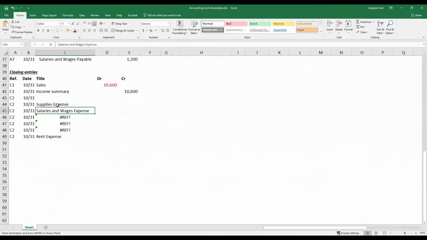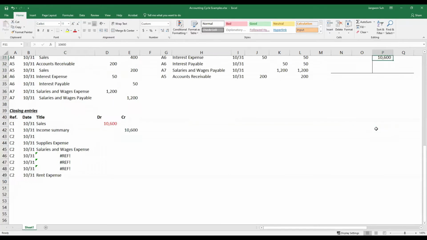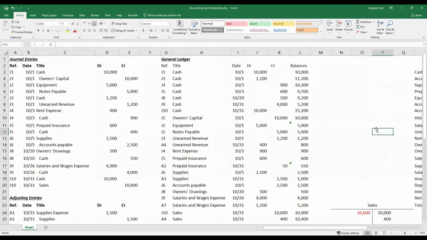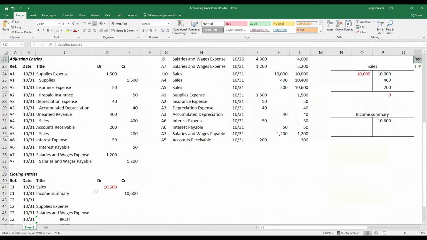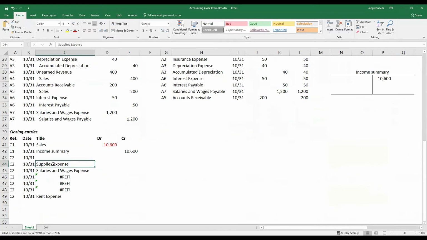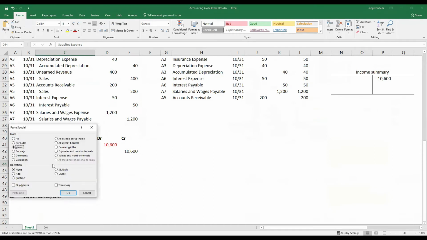I am copying and pasting the values. Again, what is the shortcut key? Right hand side button and SS. Again, make a copy. And then go there and then press right hand side button and SSV.